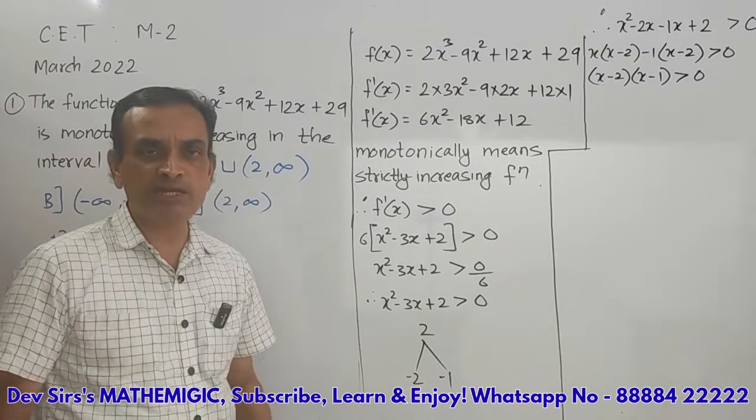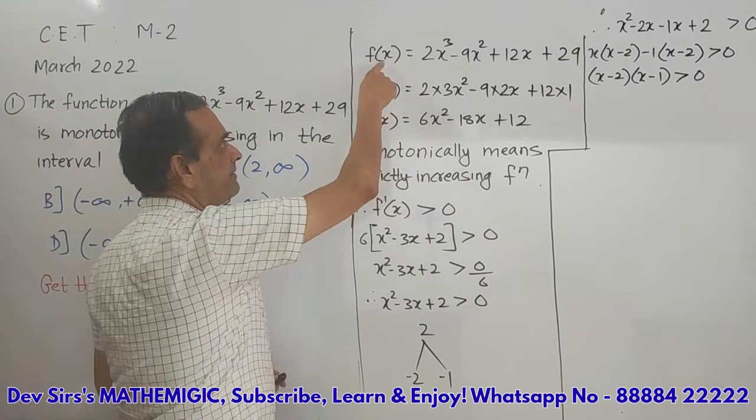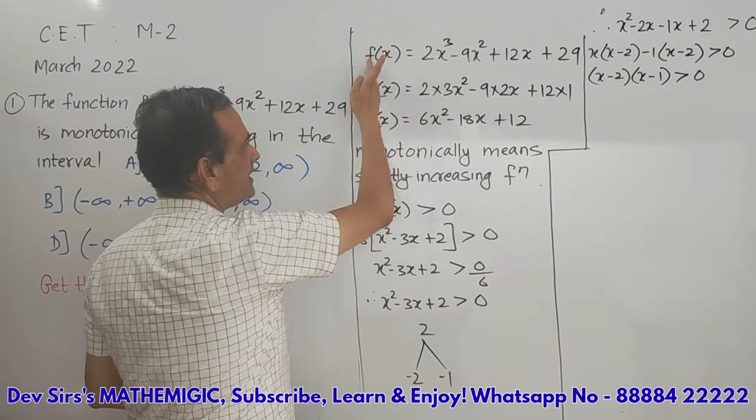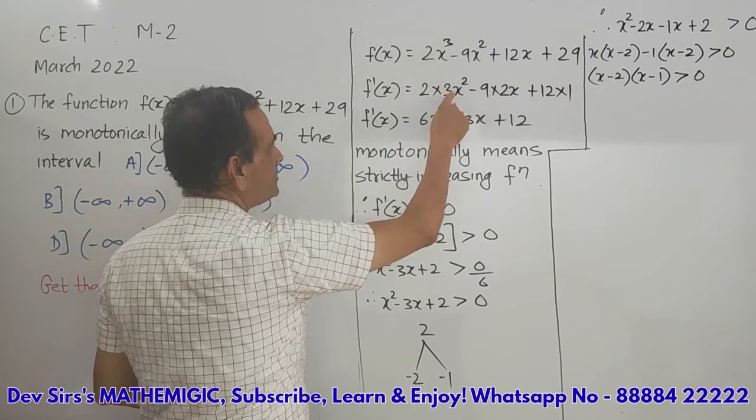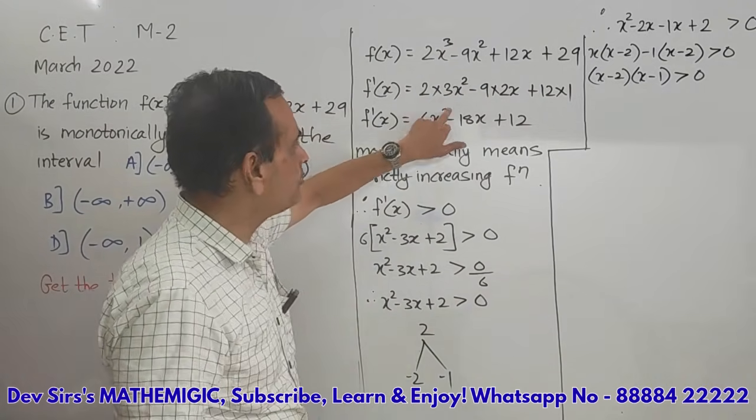After f(x) we need f dash x. Differentiate with respect to x. Derivative of f(x), f dash x. 2 is a constant, keep it aside. Derivative of x cube, 3x squared. Now in CET directly write 6x squared. 2 into 3, 6x squared.